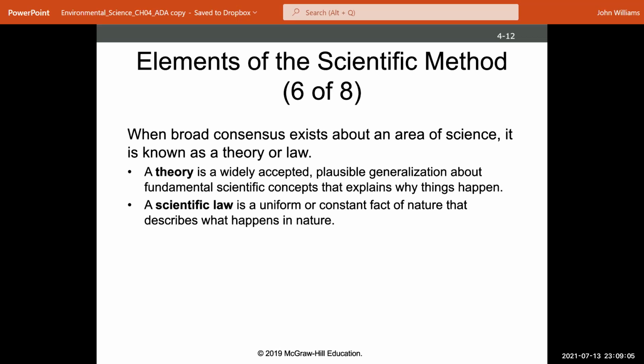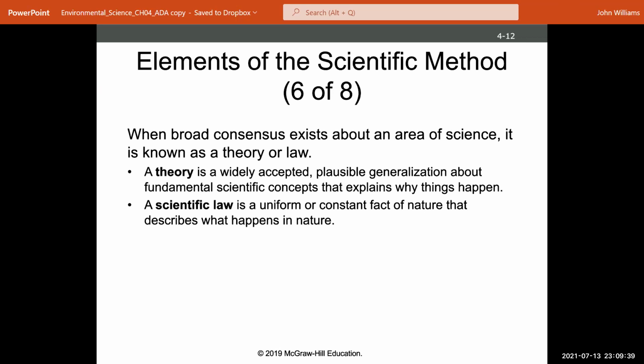strongest kind of foundational ideas you can get in science, because a theory is pretty much widely accepted in that scientific field. It provides a generalization about some fundamental scientific concept that explains why something happens, or why an observation happens, or some other process in the natural world. And theories have years and years of evidence that's backing up that idea.